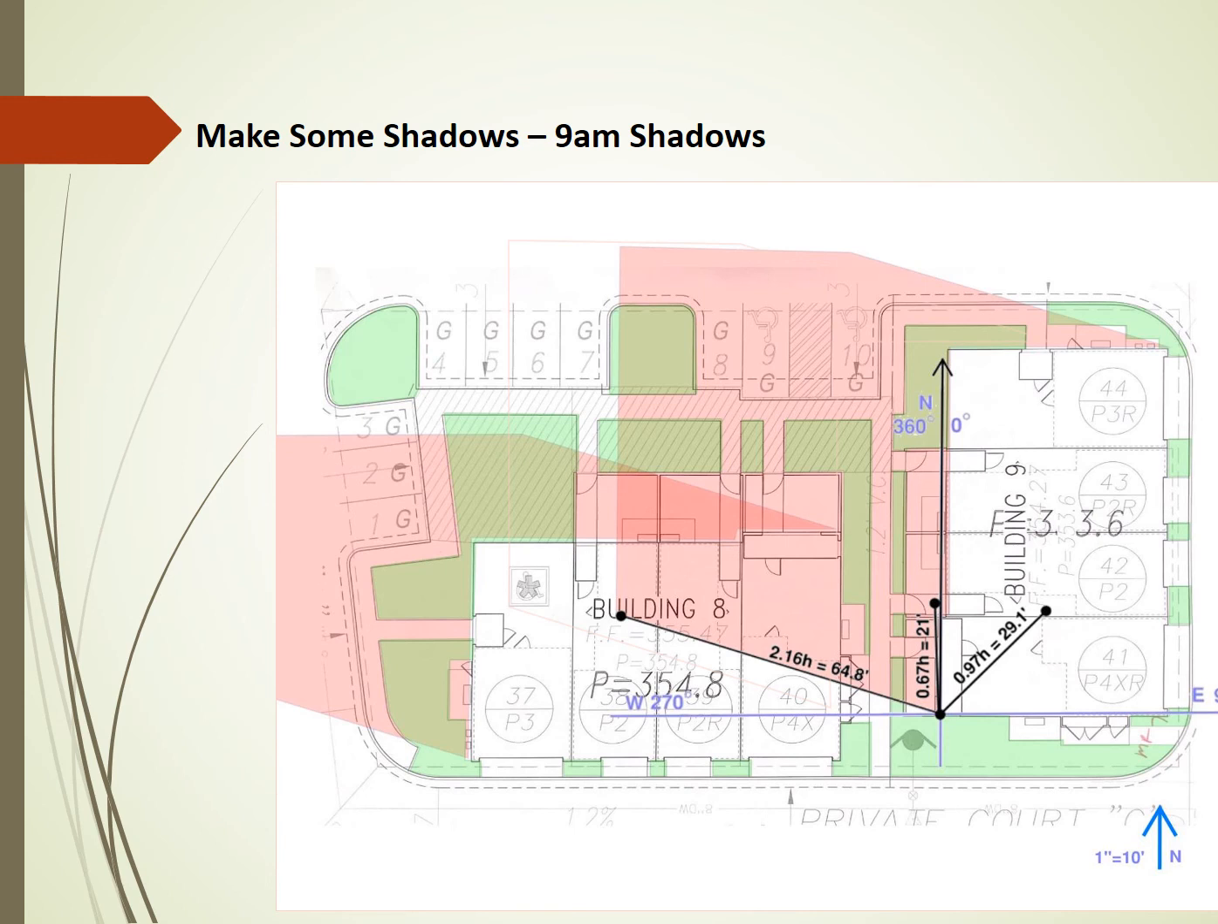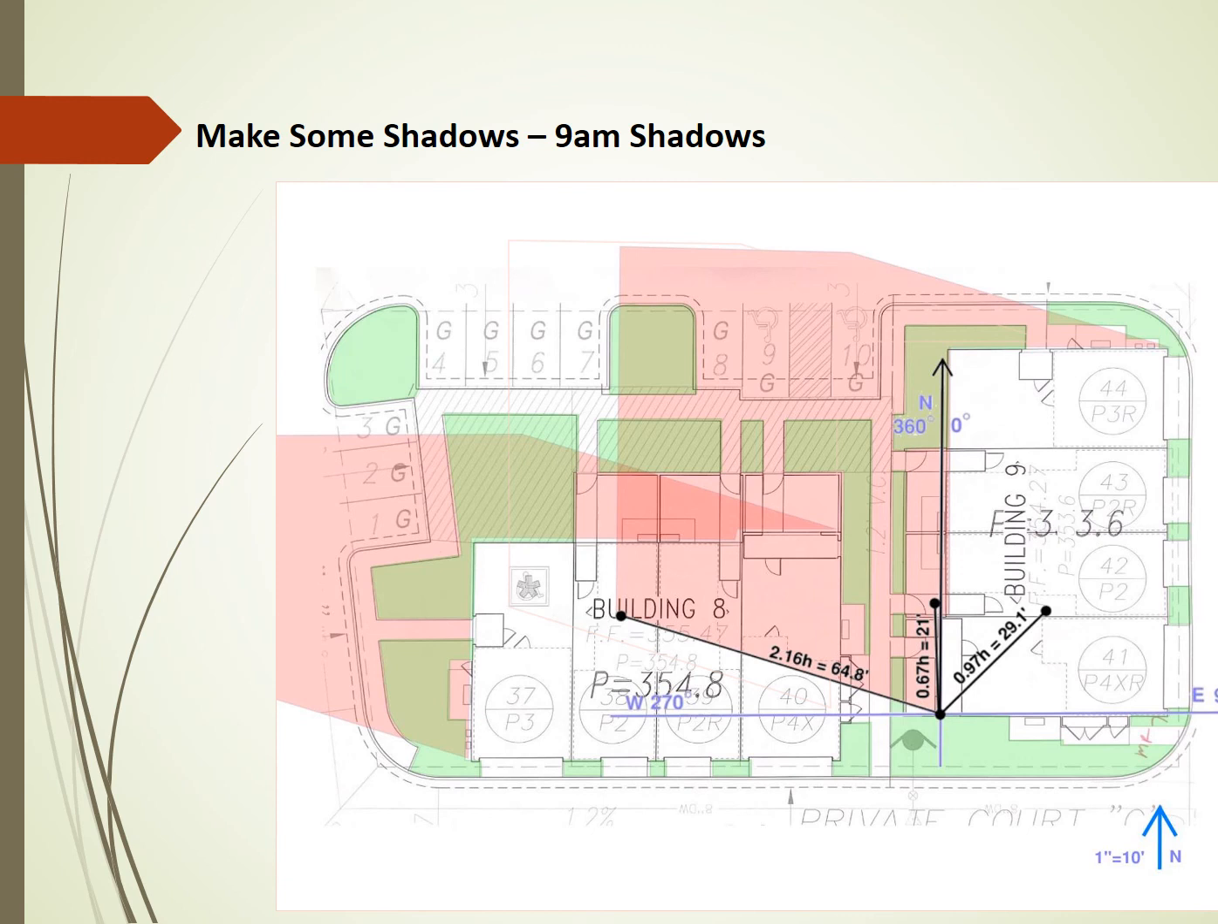Now we can start constructing shadows for this 30-foot high building complex. Move the origin point of the tool to a building corner. Make a mark on the plan at the end of the shadow length line for 9 a.m. Move the origin to another corner and make a mark at the shadow length line for that corner, and repeat this for all building corners.